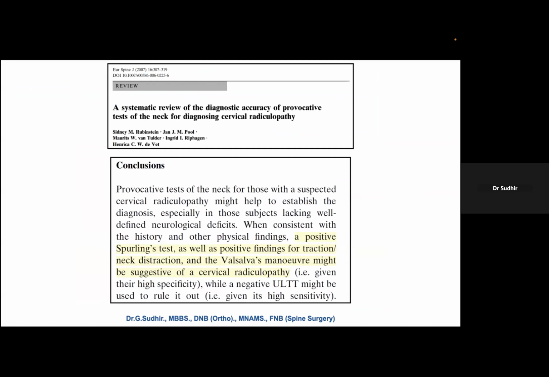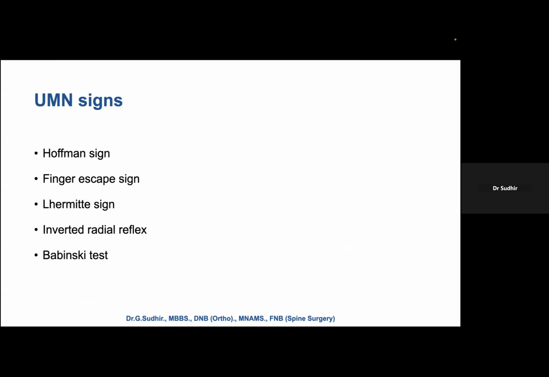According to this particular article, a positive Spurling's test as well as positive findings for neck distraction, though we do not do it, and the Wainner's cluster may be suggestive of a cervical radiculopathy, while a negative ULTT may be used to rule it out because of its high sensitivity.